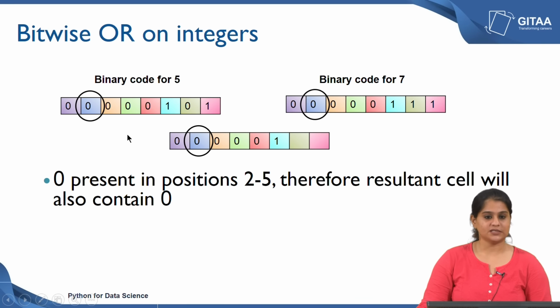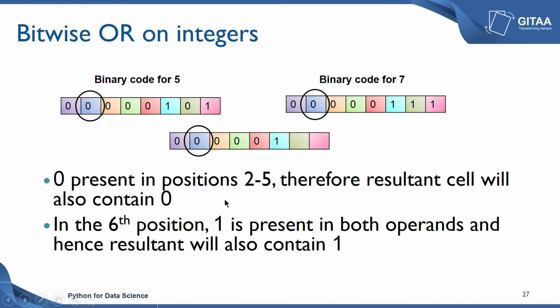Now, you can also see that positions 3, 4 and 5 consist of zeros for both the binary codes. So, the corresponding positions of the resultant binary code will also contain 0. Another important point to note is that the sixth position of both the binary codes consists of 1. In both the binary code for 5 and the binary code for 7, the sixth position corresponds to 1, and hence in the resultant binary code I am copying 1 for the sixth position.